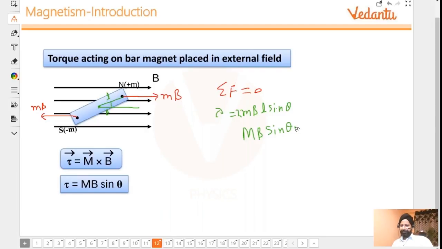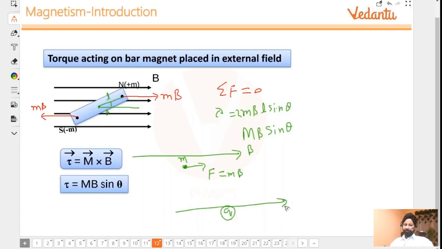What is MB? MB is the amount of force experienced by a pole, right? So this is the pole with a pole strength of M, and there is a magnetic field B here. So this will experience a force of MB, and this is very analogous to what you had. Let's say you had a charge Q, and there was an electric field of E. So there was a force of QE. Do you remember that? So it's just exactly the same thing. Yes, Lakshmi, you're right. And Trisha has understood this, right? So torque is MB sine theta.